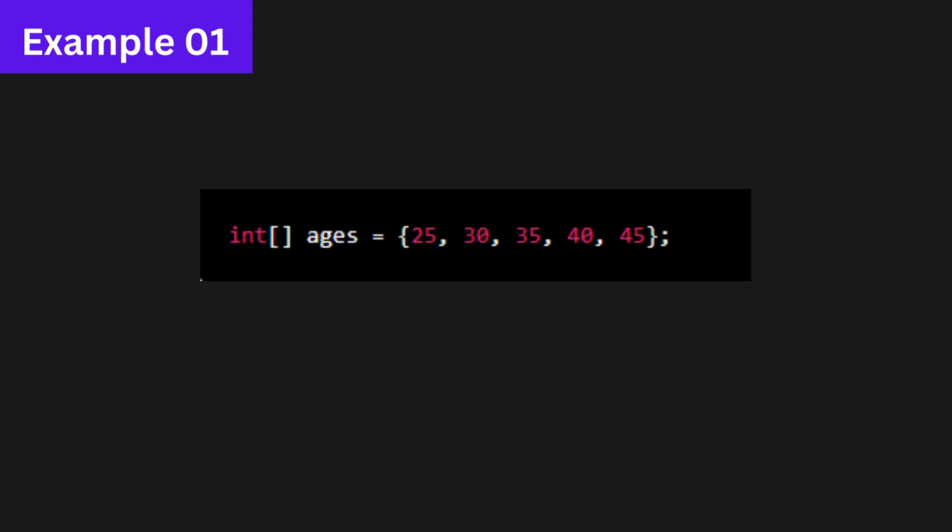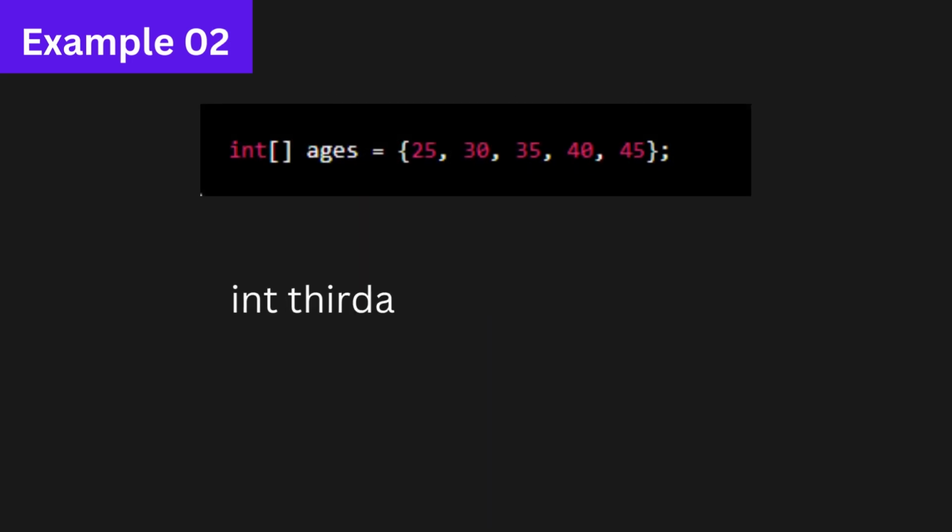We can access the elements of an array using their index. The index of the first element in the array is 0, the index of the second element is 1, and so on. Here's an example. In this code, we're accessing the third element in the ages array using its index, which is 2. The value of third age will be 35.